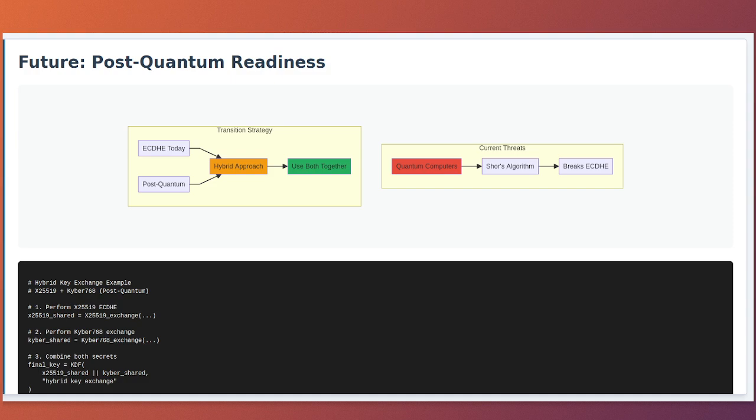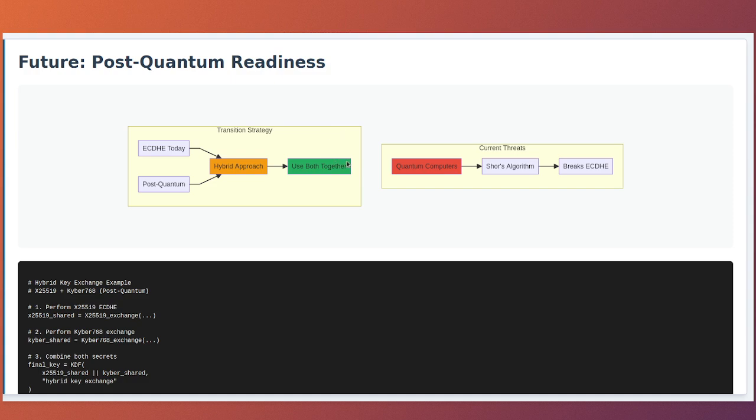The transition strategy is likely to involve hybrid schemes that combine ECDHE with post-quantum algorithms. This approach, already being tested by Google and Cloudflare, ensures security against both classical and quantum attackers. A typical hybrid might use X25519 plus Kyber 768, providing security even if one algorithm is broken.